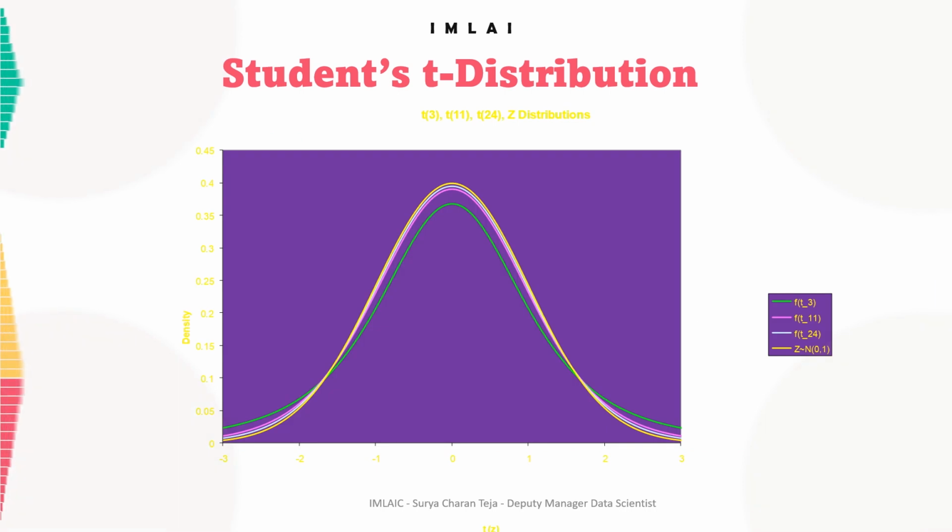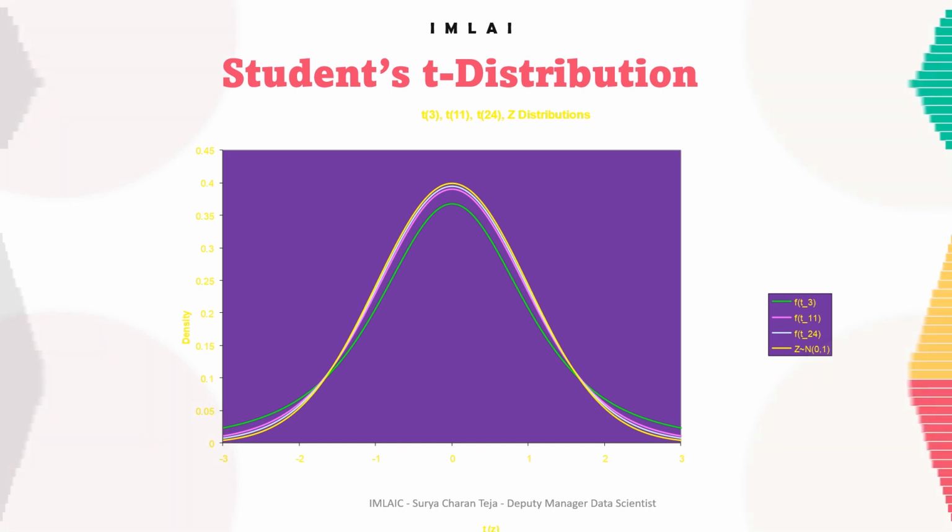This is how a Student's t distribution looks, and these are the different plots for different degrees of freedom. Properties of the t distribution include that it's a symmetric distribution with values ranging from negative infinity to positive infinity. The t distribution becomes more like the standard normal distribution as the degrees of freedom increase.